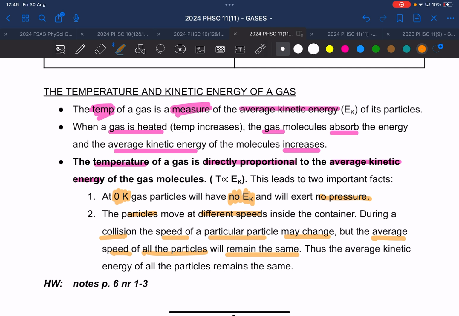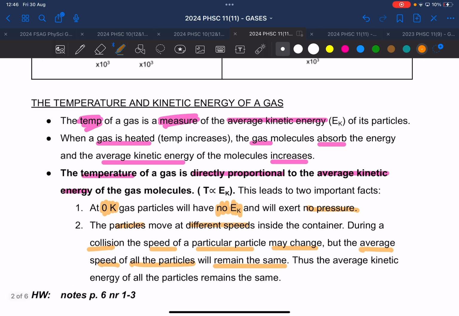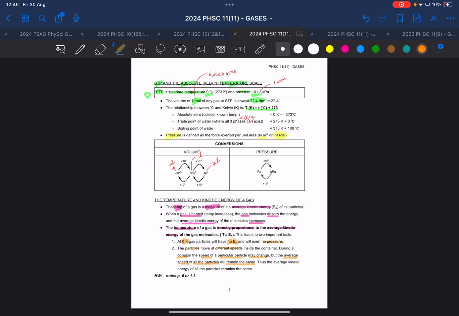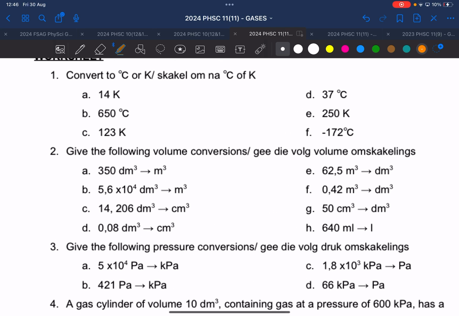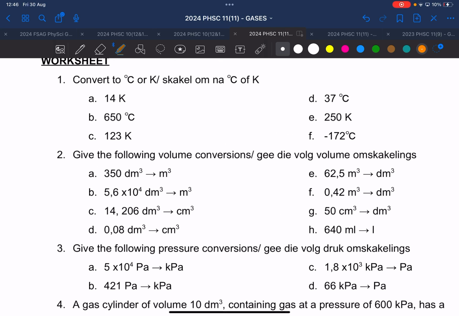Okay, so now, I know you asked about your allo task. Okay, I'm going to give you your homework. It's your choice which one you want to do now. Your homework is going to be here on page 6, question 1, 2, and 3. And you can do it on the paper, on the page. You must convert back and forth and back and forth. Okay, so question 1, 2, and 3.